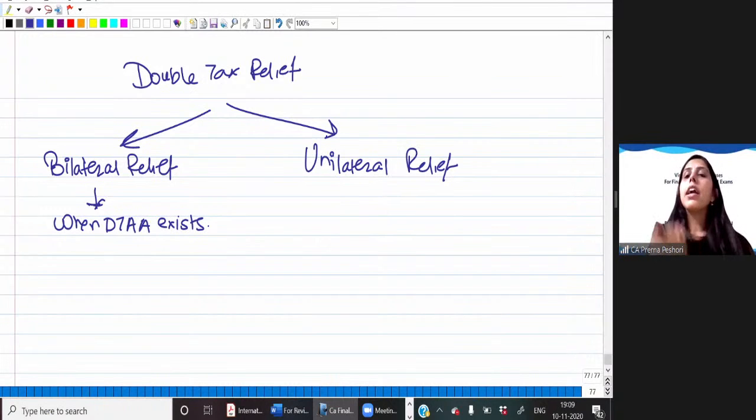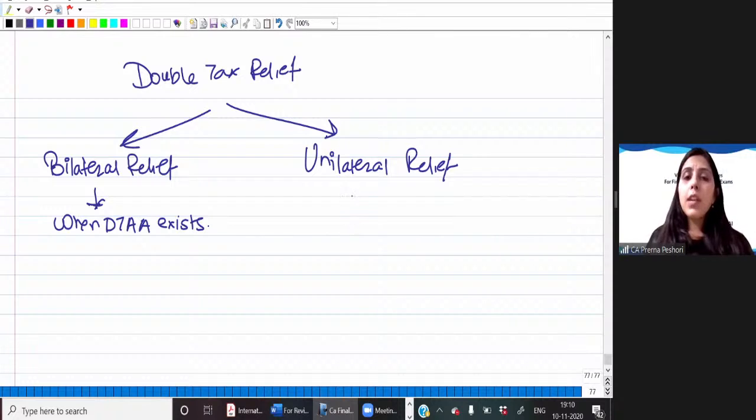Bilaterally as in, India will also provide the credit when India is the resident country. So India will provide the credit to its resident on income accruing in the USA. And the USA will also provide the credit of taxes paid in India to its resident on income accruing in India. So there is a bilateral relief.